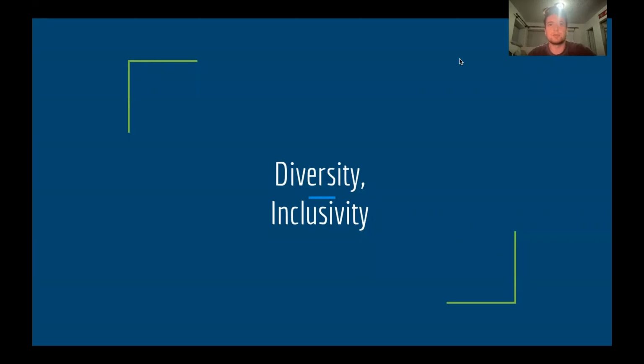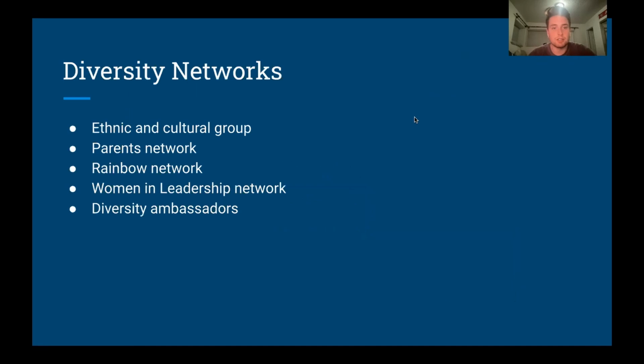So the European Central Bank has taken many initiatives over the past decade to improve their diversity and inclusivity, including the formation of diversity networks, which help foster a more inclusive environment. These networks are available for all employees, and they range from the ethnic and cultural group to the Parents Network, Rainbow Network, and Women in Leadership Network. Additionally, the ECB deploys diversity ambassadors, which help foster diversity throughout the entire organization.